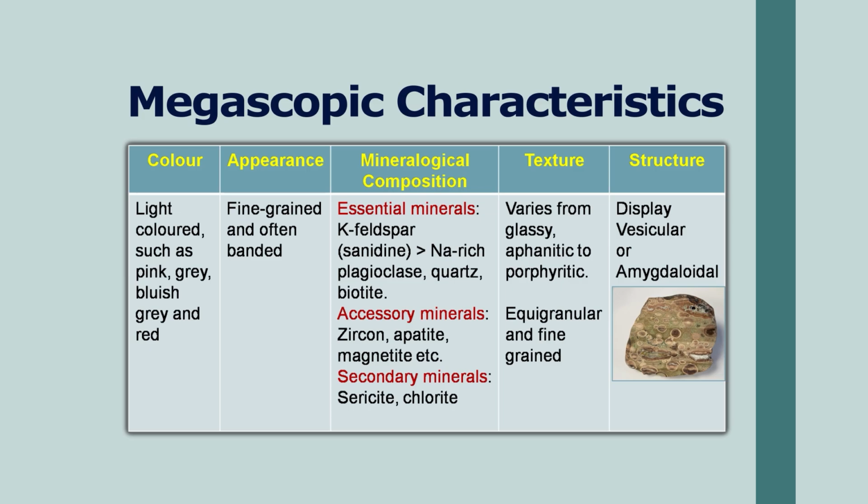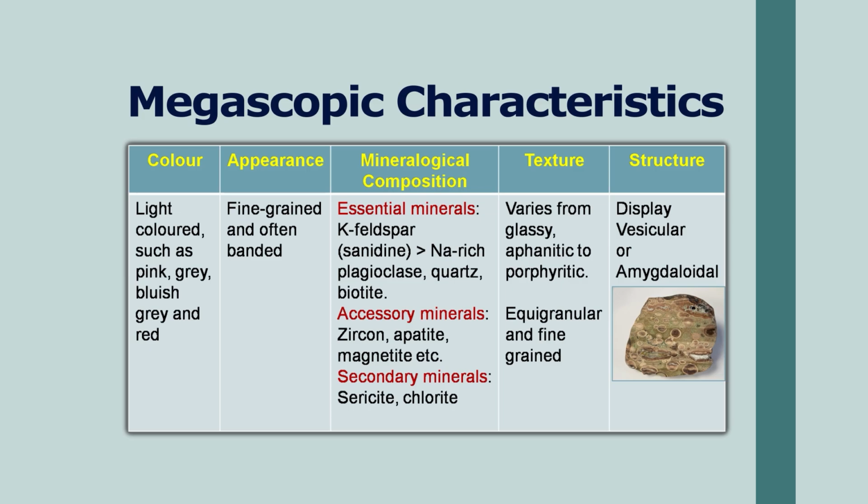Texturally, this rock varies from being glassy, that is there is no formation of crystals, to aphanitic to porphyritic, fine grain. Porphyritic means you have one grain which is bigger in size than the groundmass constituting minerals. Aphanitic ones are fine grain, glassy, with no development of crystals as such. Usually if there is growth of crystals, they are equigranular and fine grain.